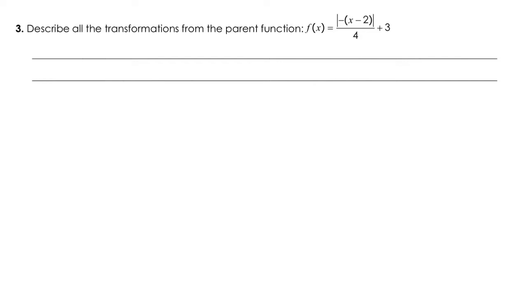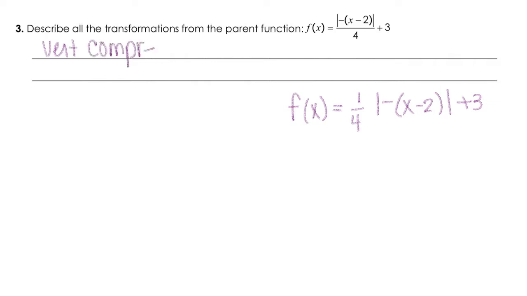Okay, the next part, it wants us to describe this. Now, a good way to rewrite our function that we're given is to move that divided by 4. We can move that out to the side if you wanted to, and maybe that helps us see that this would be a vertical transformation. So writing this out, we have a vertical, and that is a compression because the absolute value of it is less than 1. So we have a vertical compression by 1/4.